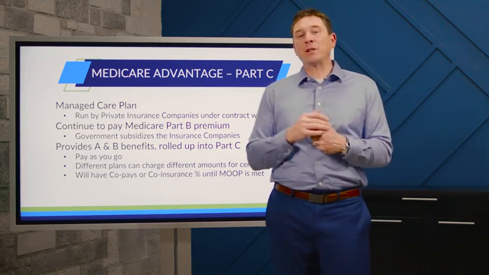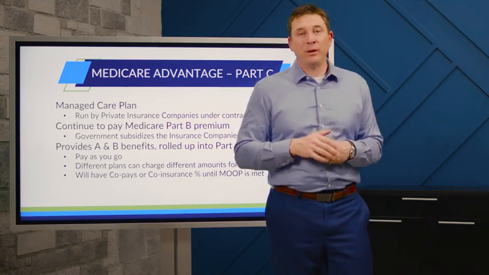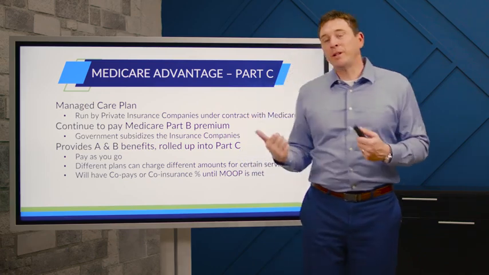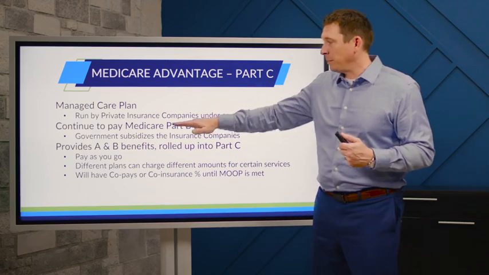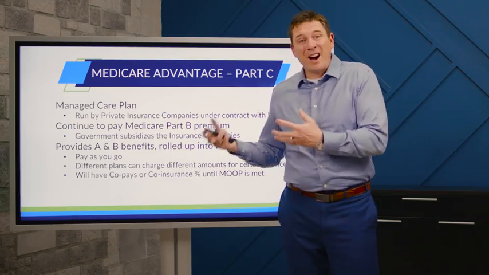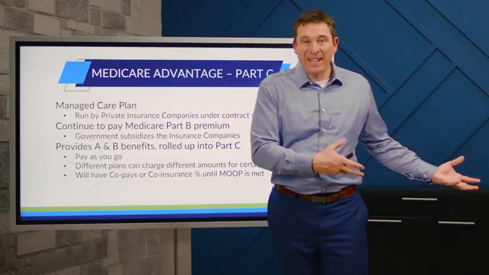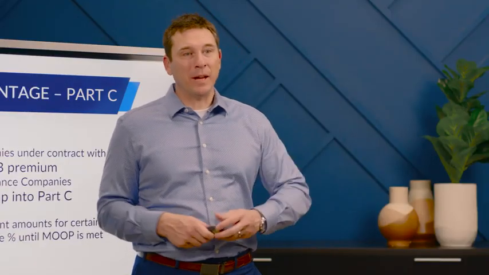The government's essentially going to roll the dice, saying in the long run, we're going to save money because we don't have to pay for your claims. So these companies receive your $185 a month Part B premium plus subsidy from the government. Between the two, they often offer you these plans at zero additional premium. That's one of the big advantages with these Advantage plans.